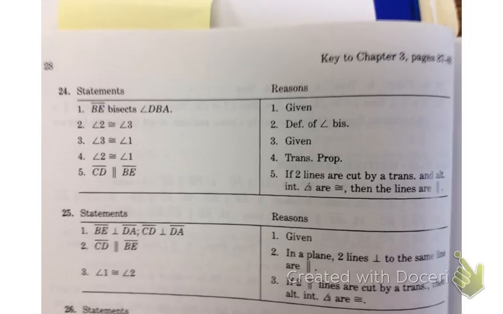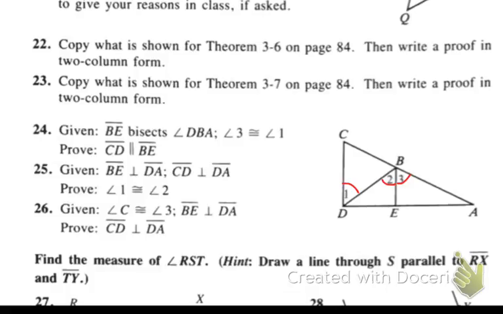So they did exactly what I would have done. They said it bisects, they unpacked it and said that 2 was equal to 3. Then they gave the given that 1 was equal to 3, which was the other given. And then they went ahead and said that 2 was congruent to 1, just using the transitive or substitution property. And as soon as you say that 2 is equal to 1, they're alternate interior angles, so they have to be parallel.